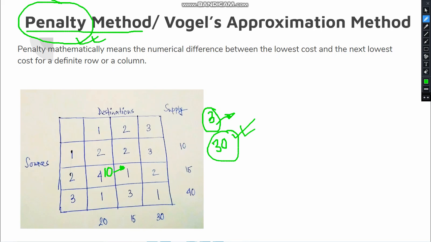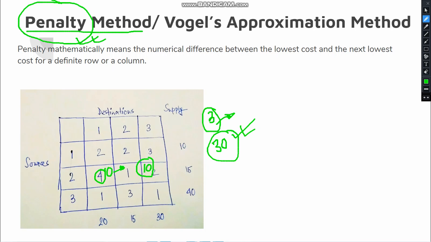Okay, actually I have used 1 and 4. If we use this example, if we are compelled, we have no other way to allocate this 10 here, then for each unit of transportation we would have lost 1 rupee. For the transportation of 10 units we would have lost a total of 10 rupees.